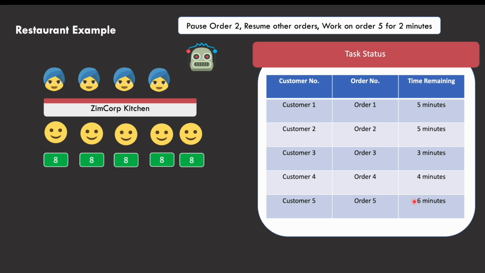And now order 5 had 8 minutes, now it's 6 minutes, because customer 2 decided to pause order number 2, which had 5 minutes remaining. It's still 5 minutes because it has been paused, and instead order number 5 was worked on. So from 8 minutes it went to 6 minutes. And in this scenario, all the customers have been waiting for 8 minutes.